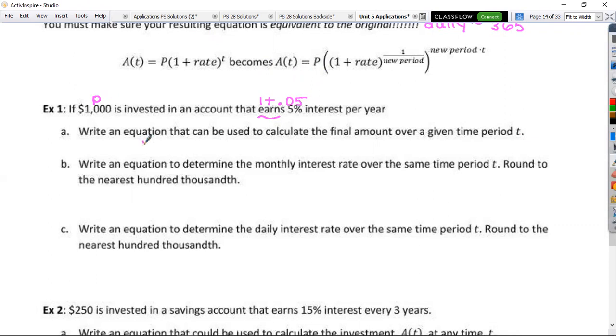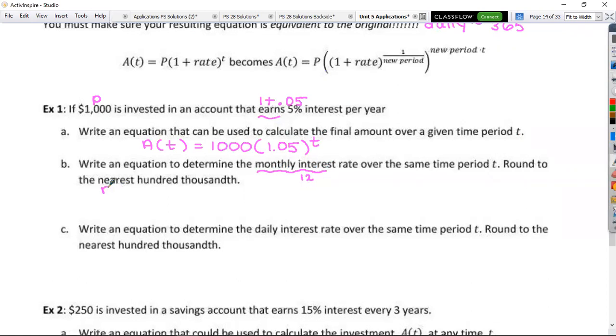So I am going to go A of T, the equation, is equal to 1,000 and then I'm going to go 1 plus 0.05, which is 1.05. And then this is raised to the T. That's it. Now we're going to start manipulating this. So letter B says, write an equation to determine the monthly interest rate. Month means what number am I going to use? Yep. And I'm going to follow this formula right here.